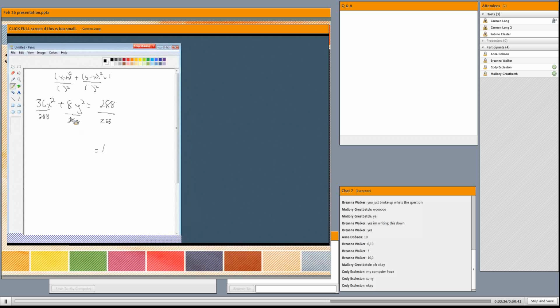So we know our center is at (0, 0). We know a is 6 because this is a squared, and we know b is the square root of 8 because that's b squared. So this ellipse goes along this way because the bigger denominator is under the y. Now I don't necessarily have to graph this to get the focus point. I could if I wanted to.